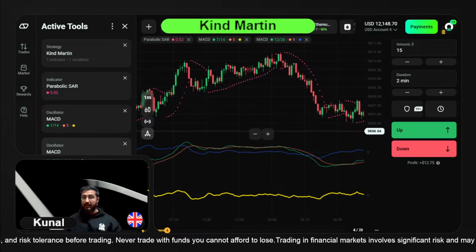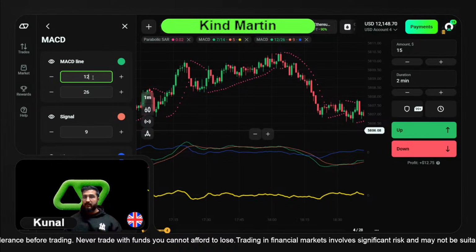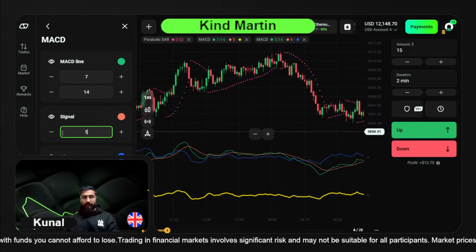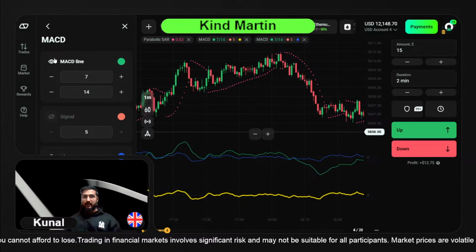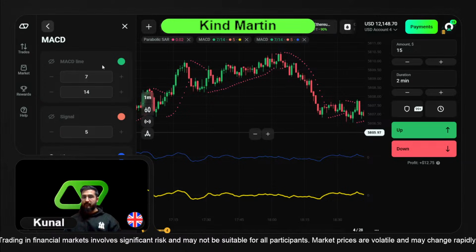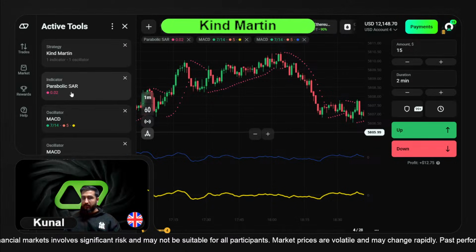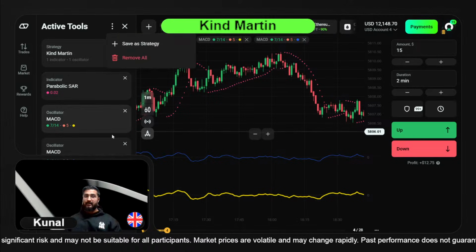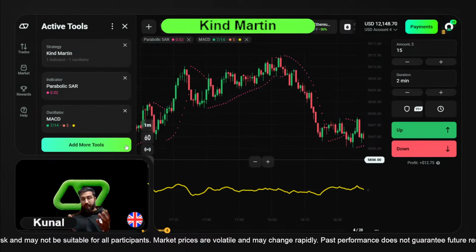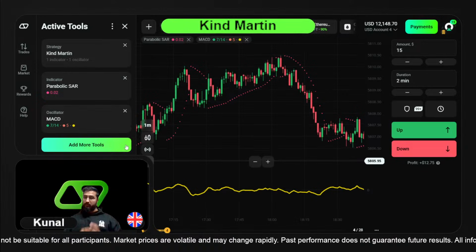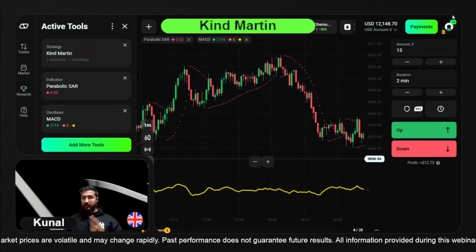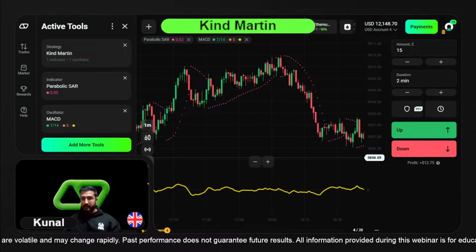I'll click on that one. Let's edit it: 7, 14, 5. I don't need a signal line and MACD line. Now you can observe both of them are exactly the same. The same way you can apply parabolic SAR also. Once you apply it, click on these three dots, save strategy, next, and the strategy which might be visible as paid for you will be free. And I'm sure that can be applied. So I have answered this concern.